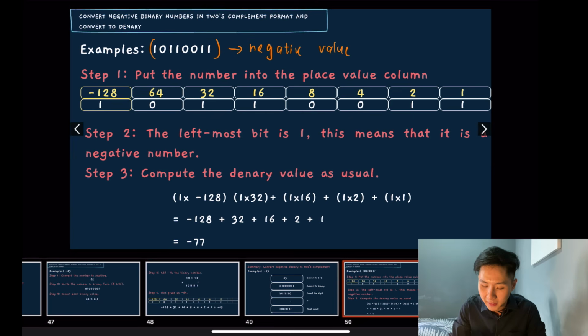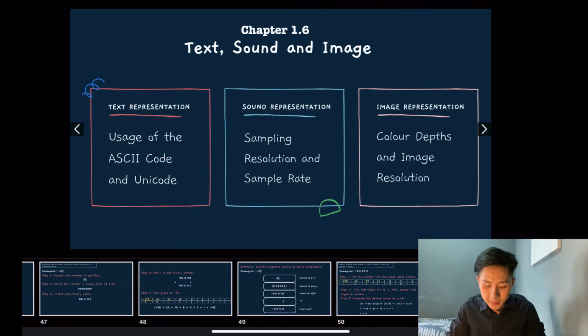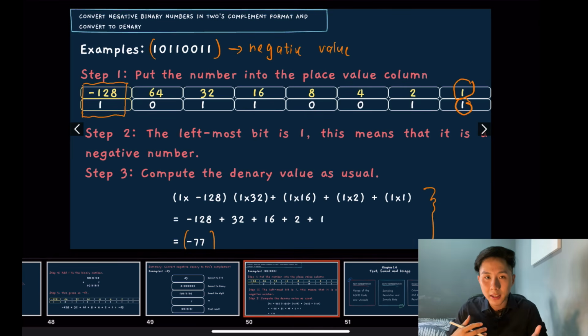And how we do this is very similar to how we convert binary to denary, with one catch: the place value of the most significant digit is not 128, sorry, it is negative 128. Then we can just multiply the digit values with the place values and sum them all up together. Alright, so that's how we obtain the negative denary, and that's how we can represent negative values in binary using 2's complement, and how we can do things the other way around.